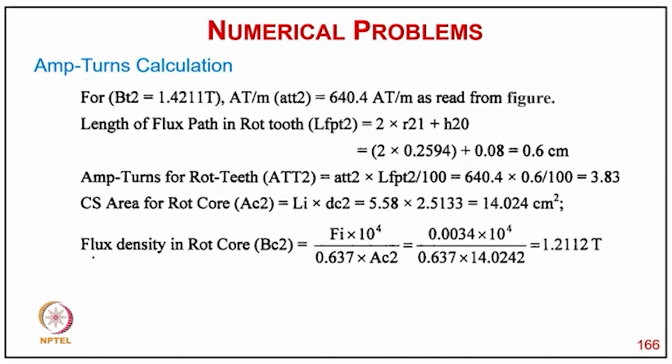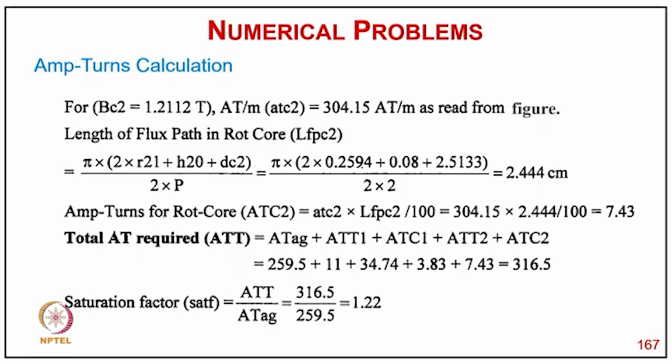The cross section of the rotor core, LI into DC, comes to 14.024 centimeter, and the flux density in the core, putting this area into the relation, comes to 1.2112 Tesla. For this flux density, the specific ampere turns from the magnetization characteristic is 304.15 ampere per meter, and the length of the flux path in the rotor core comes to 2.444 centimeter. The ampere turns is the specific ampere turns multiplied by the length of the magnetic circuit path LFT by 100.